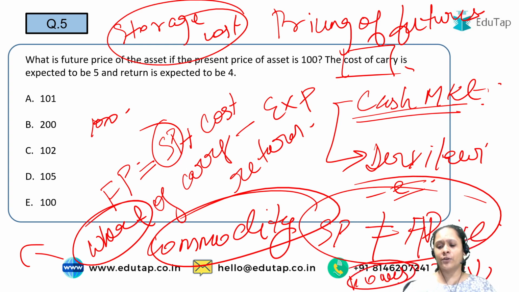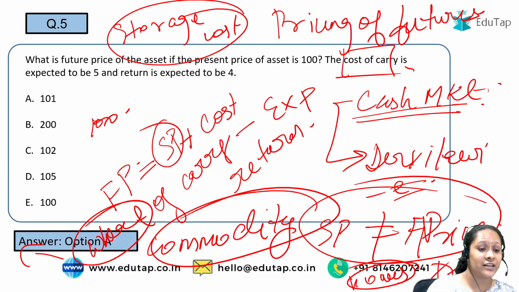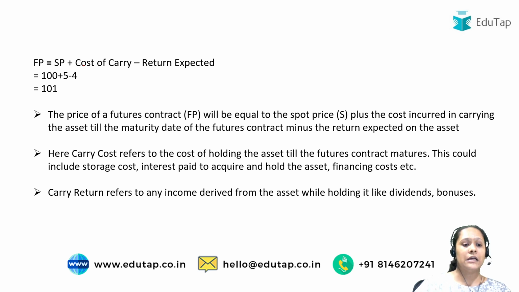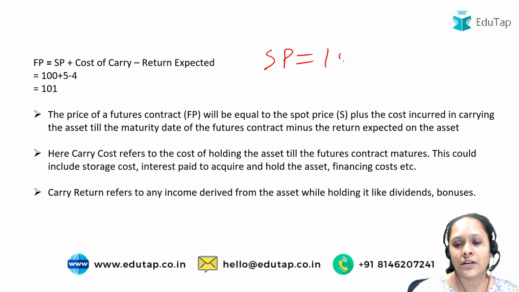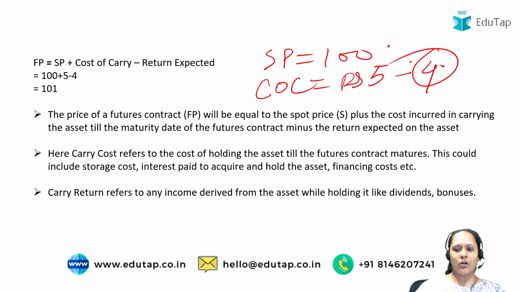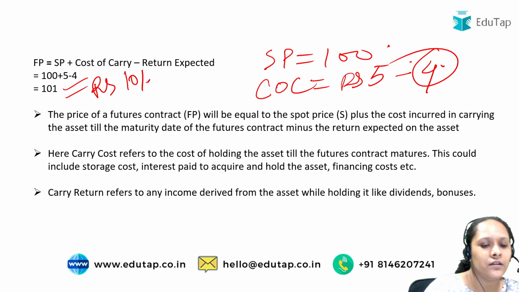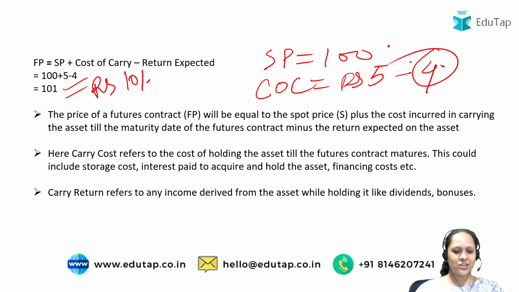Will not go into the depth of how these things affect the price, but for now just solve the numerical. Now in this question, the correct answer is option A. Let's see how do we solve. As I said you, the future price is nothing but the spot price, which is ₹100, plus the cost of carry, which is ₹5 in this given case, minus the expected return, which is ₹4. So the cost of future would be ₹101. ठीक है, समझ गए?